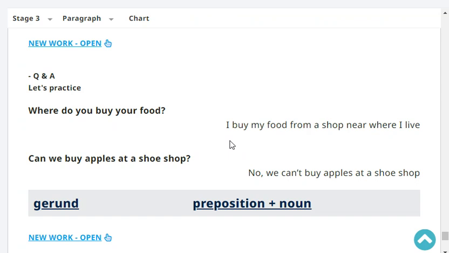Can we buy apples at a shoe shop? No, we can't buy apples at a shoe shop. Very good.